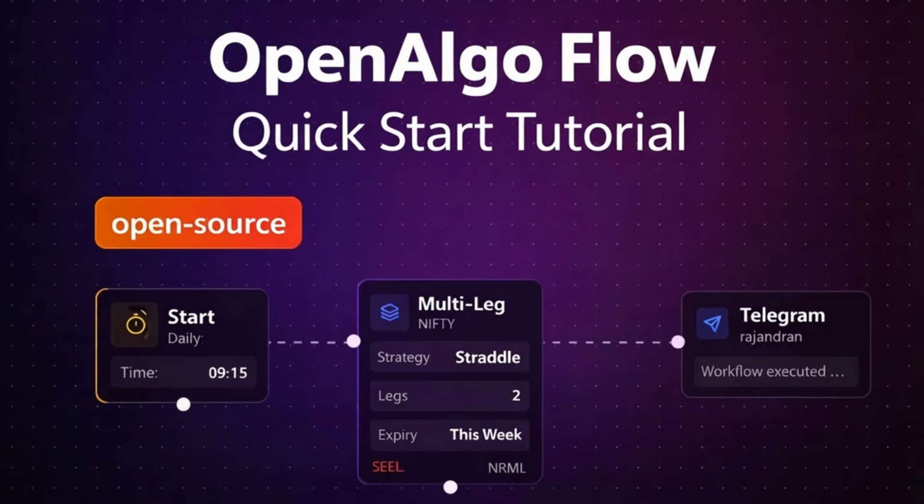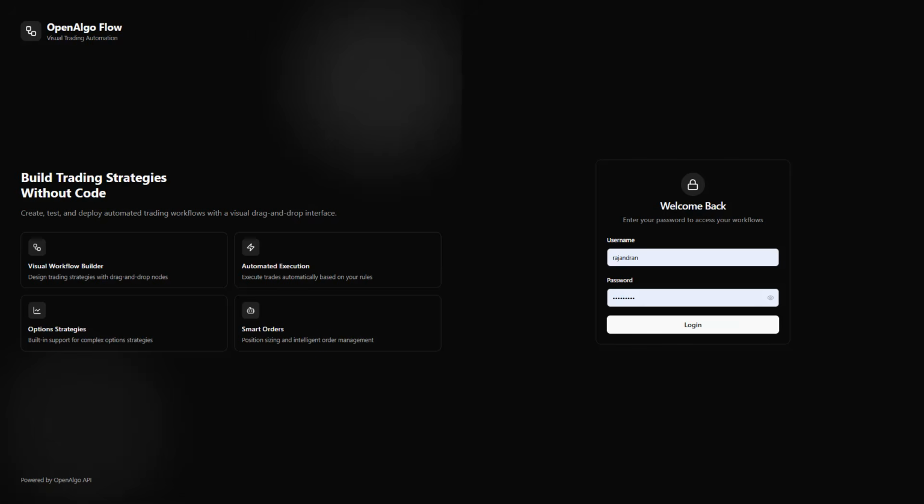What if you could build trading strategies without writing a single line of code? We keep seeing a lot of commercial products offering this, but how about an open source tool? Introducing OpenAlgo Flow, a visual workflow builder for algorithmic trading that connects directly with your broker through OpenAlgo. And of course, 25 plus brokers are supporting OpenAlgo Flow.